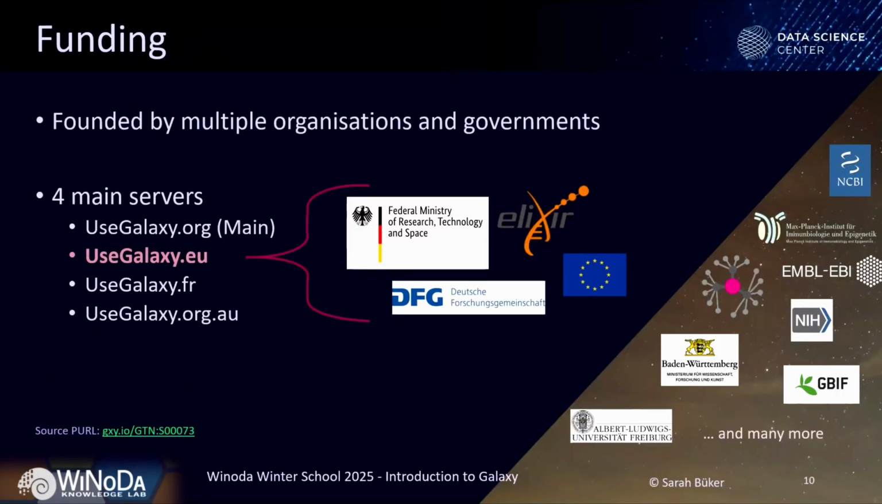The main server is usegalaxy.org. It is located in the United States. We have the European Galaxy server we will use today that is funded by the European Union, by the Federal Ministry of Research, Technology and Space, by the DFG, and by a lot of different other organizations. A lot of universities contribute to that all over Europe. Then we have another server, the French one, and the Australian. The cool thing is we can use all these servers. So if we like to, we can switch. We cannot migrate our data, but you can use that and it's reliable, even if it's a community project.